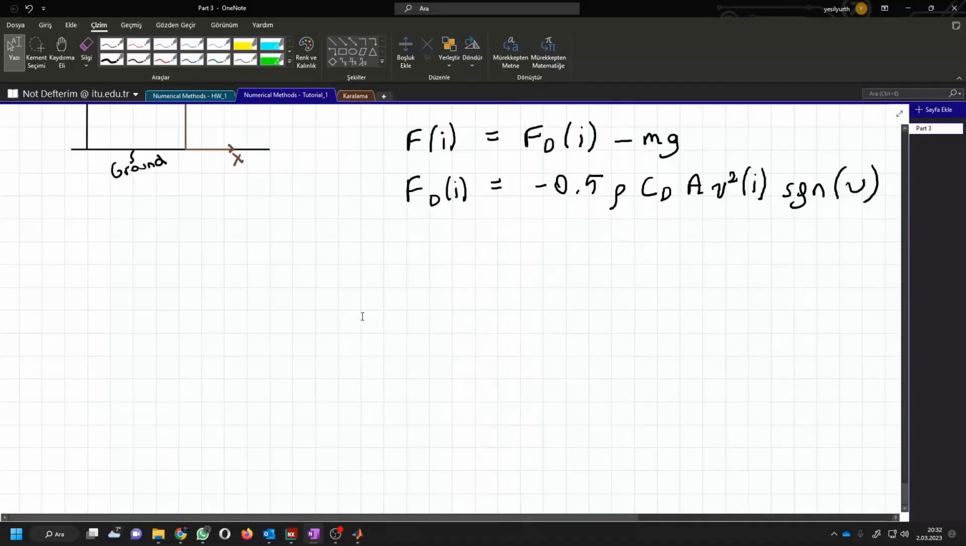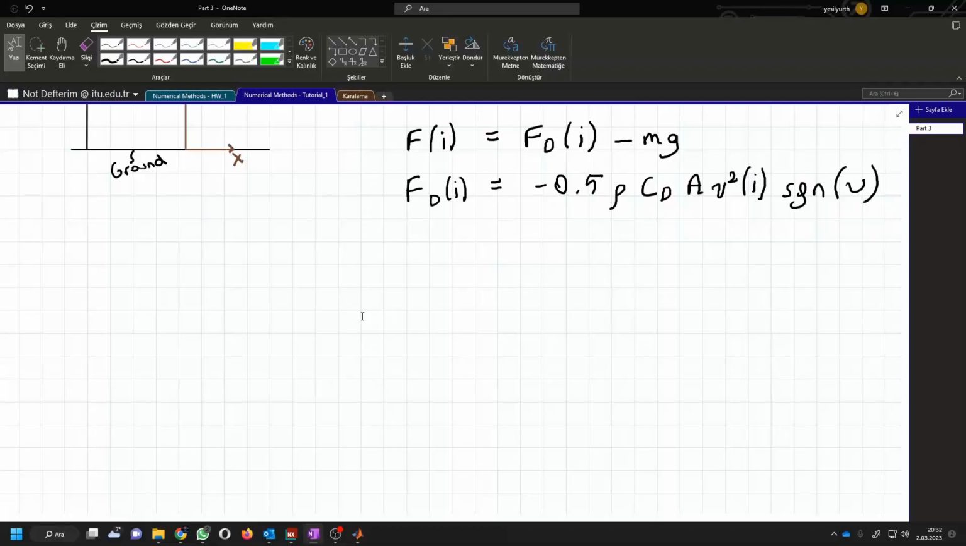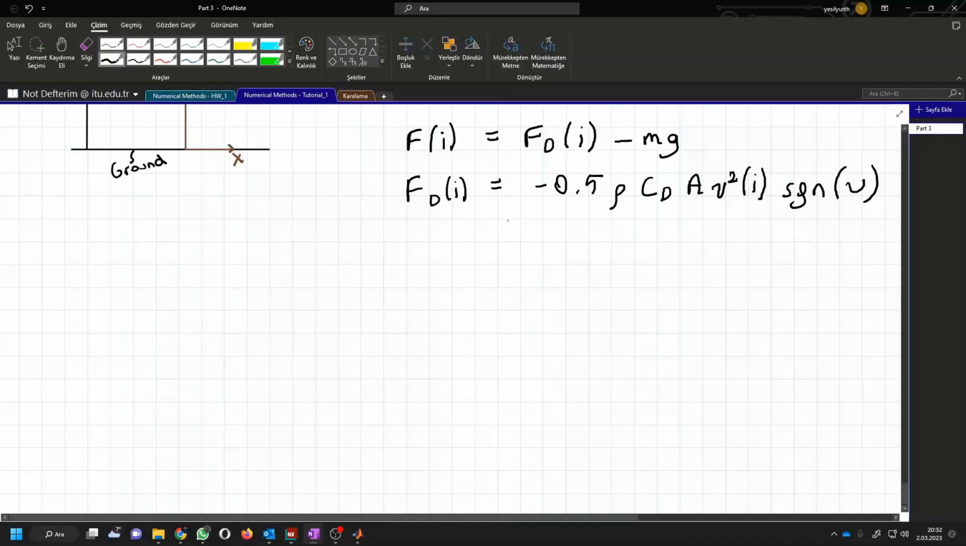And of course we also have to calculate the position. So I will calculate the position using the velocity value, of course, with trapezoidal rule for this particular problem. So I need to give a brief introduction to the trapezoidal rule. So let's write here trapezoidal rule in a nutshell.